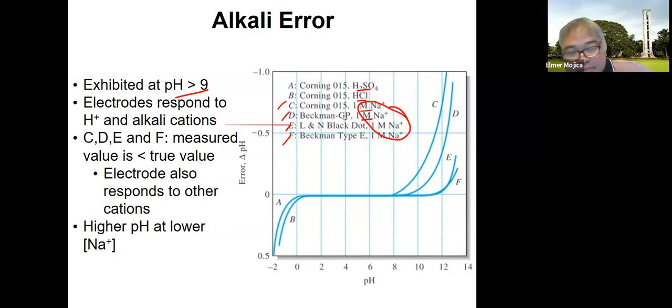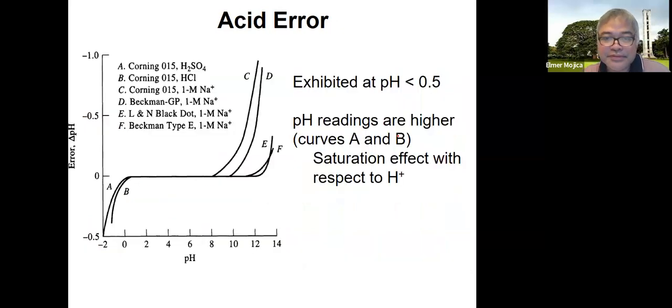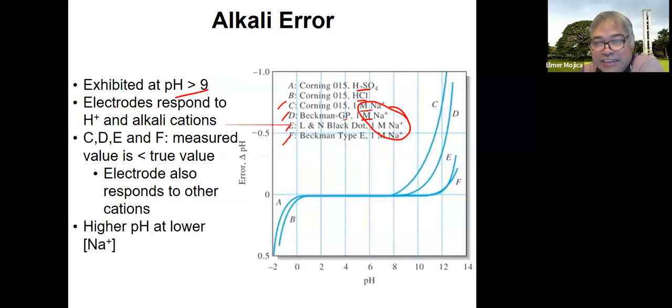So what happened? Okay. In basic solutions, the glass electrode responds to the concentration of not only H+ ion, but the alkali metal ion. At high pH, the glass electrode indicates a pH less than the true pH. So how can you explain this alkaline error?